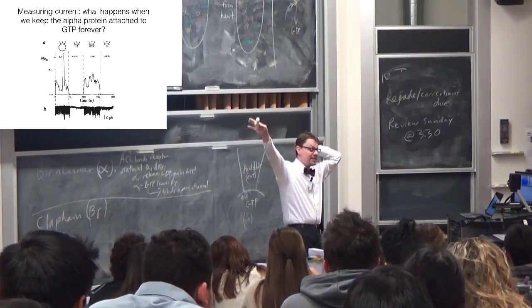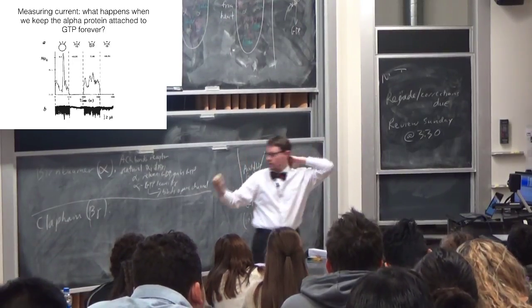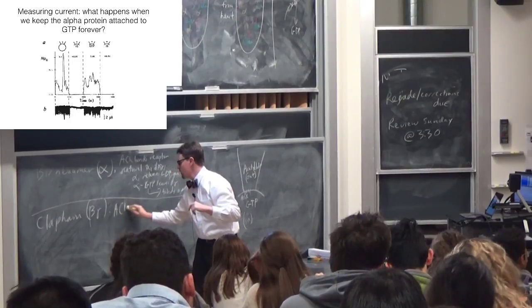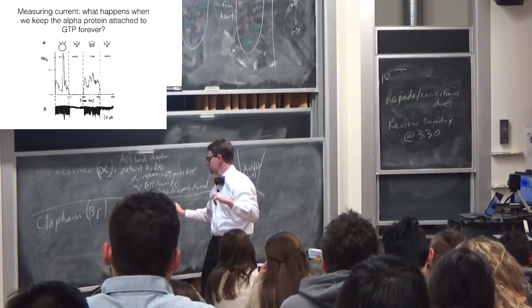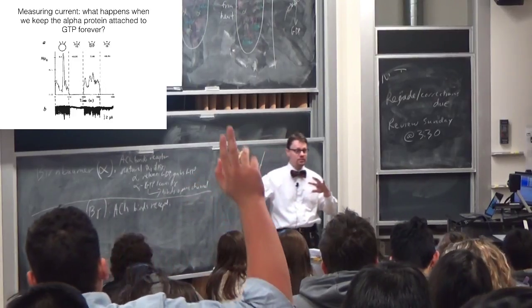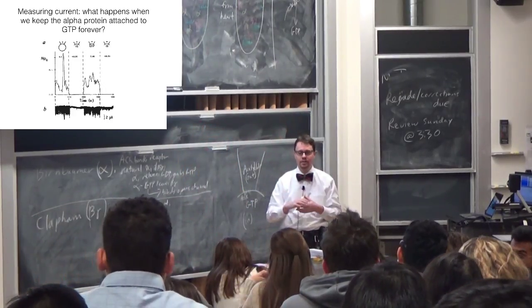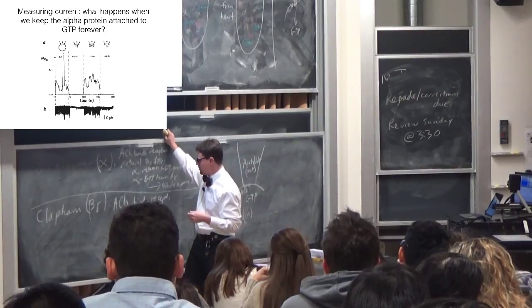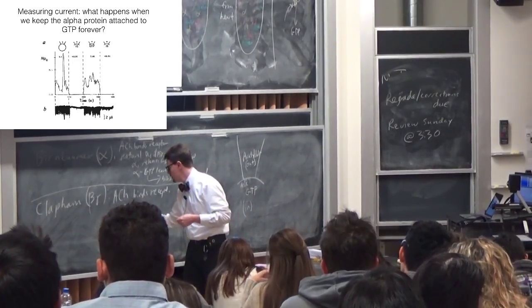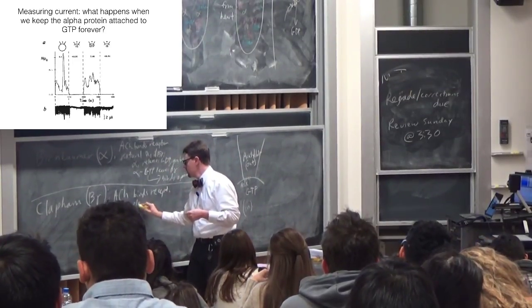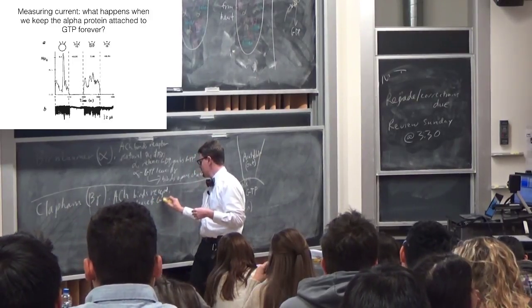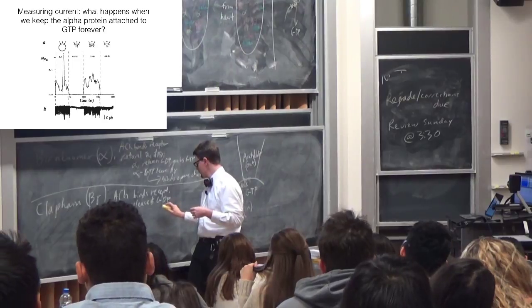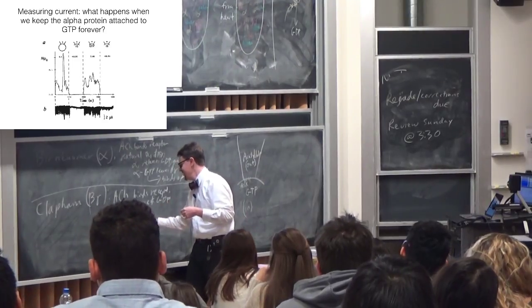What about David Clapham? What does he think happens with this result? Again, we start off the same way. Acetylcholine binds to the receptor, and then the GDP gets released from the alpha, and the GTP gets slapped onto it, which dissociates it from the beta gamma. So the beta gamma are free to float around and bind and open the channel.